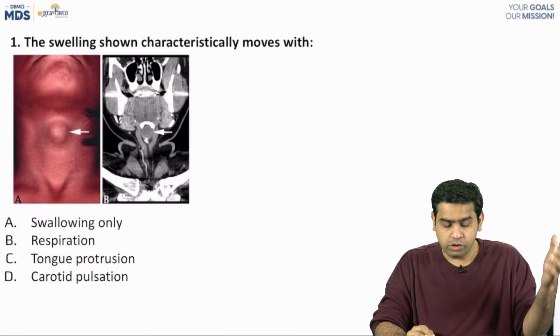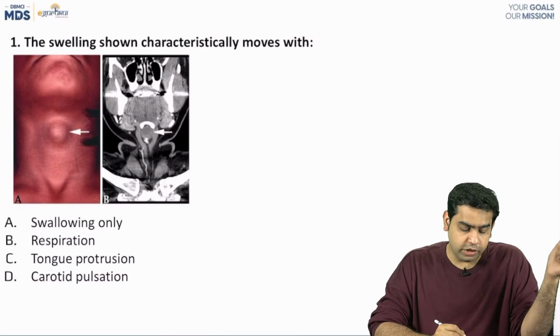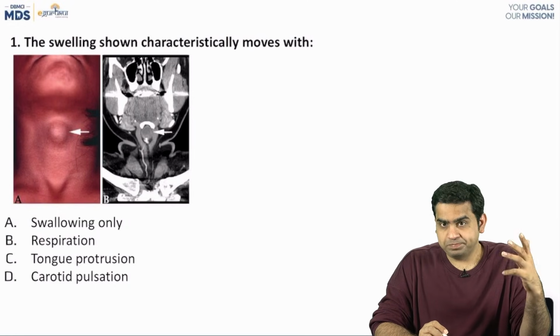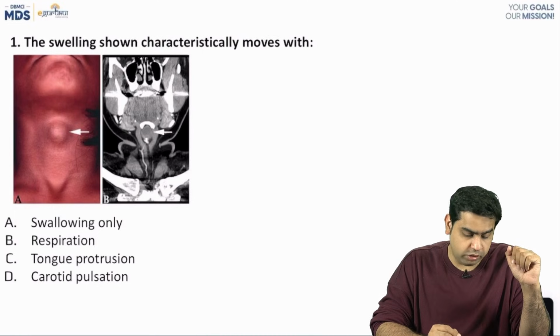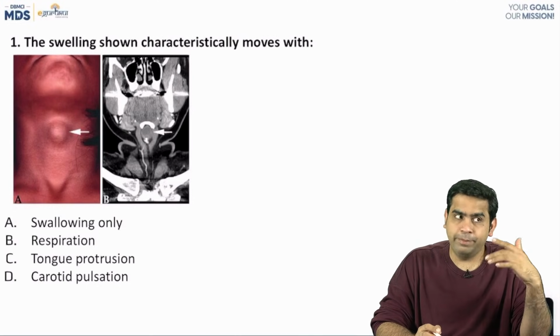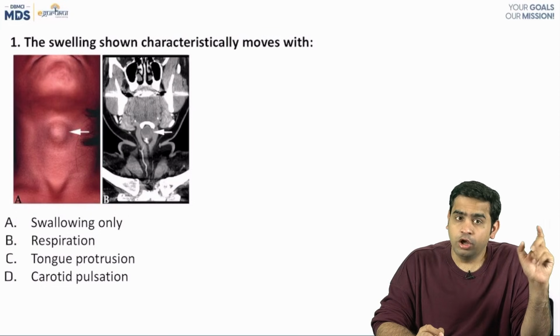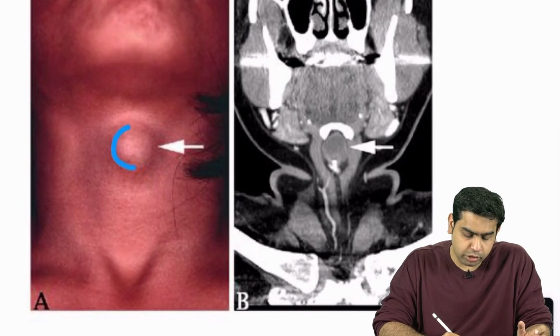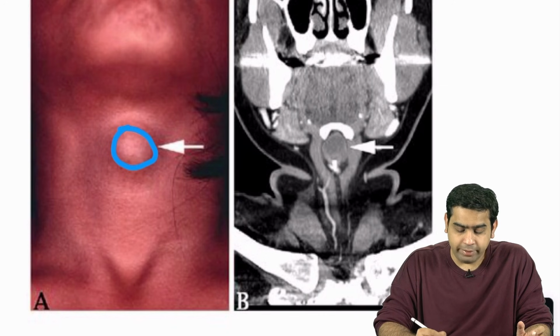Now, the first question which you have in front of you is, the swelling shown characteristically moves with swallowing only, respiration, tongue protrusion, or carotid pulsation. Okay, so this is one of the very important topics for you as far as the thyroid and the benign conditions of a thyroid are concerned. First of all, let's try to understand what is this. So here you have a midline swelling. Okay, so you have a midline swelling, and what is the relevance of this?